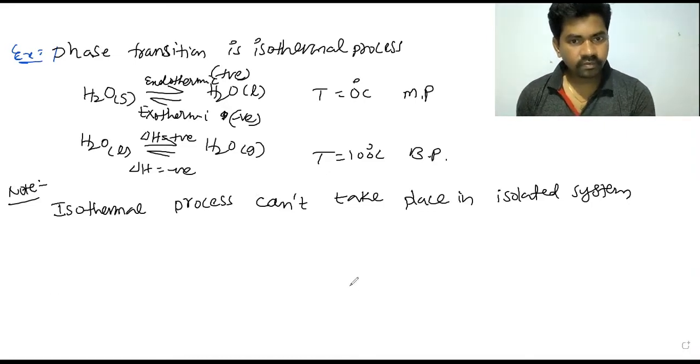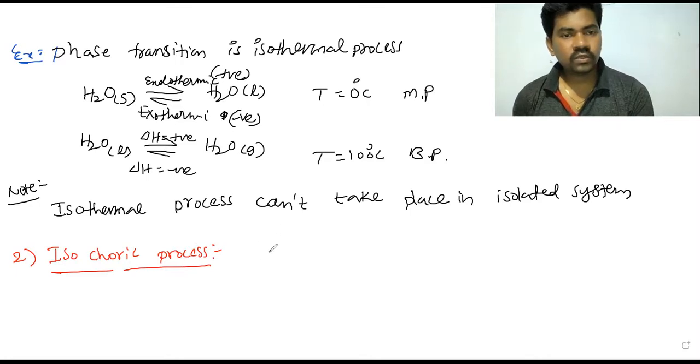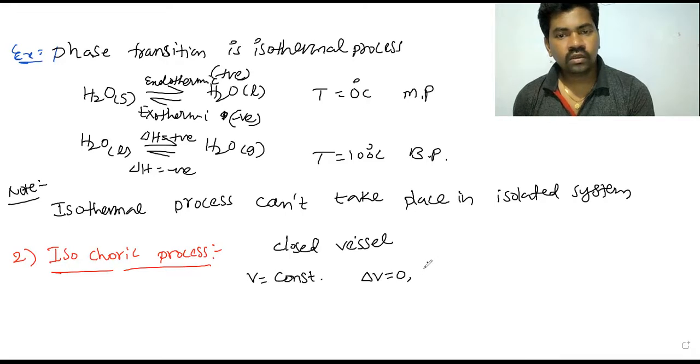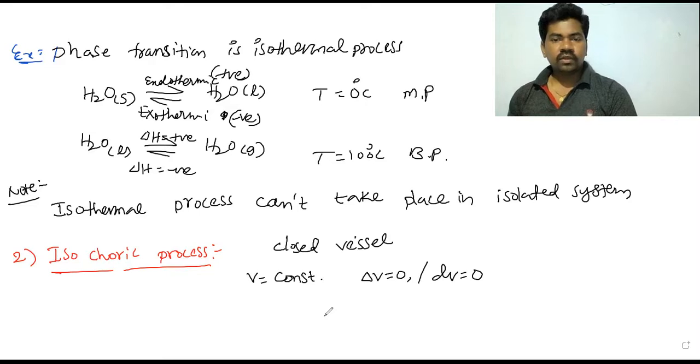Next, the second type, the isochoric process. In an isochoric process, usually the process takes place in a closed vessel. So here V is constant, which means delta V is equal to 0, or dV is equal to 0. Clear?